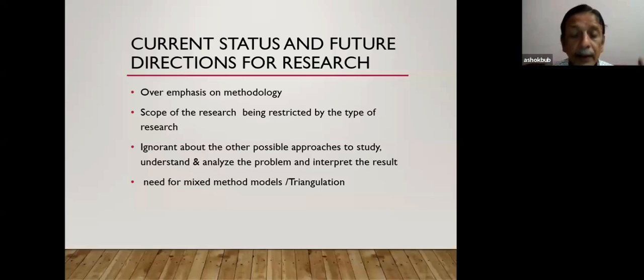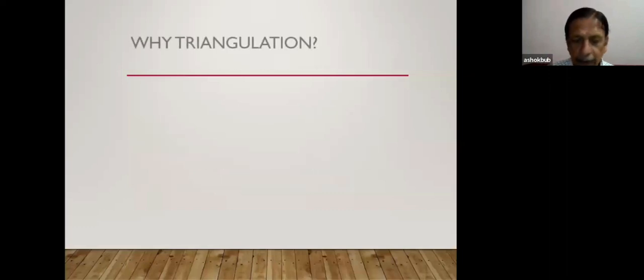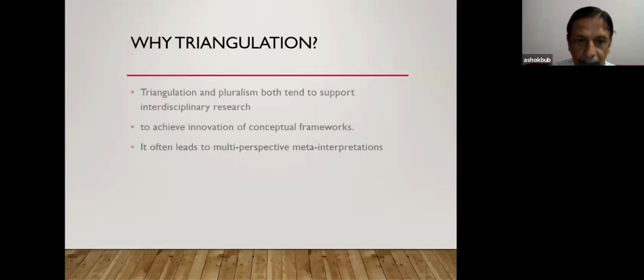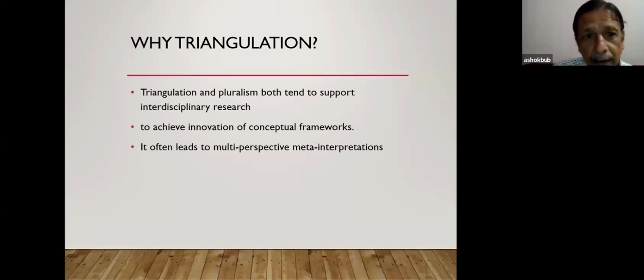Now, this is one reason why there is a need for mixed method models, or in other words, what is also called triangulation. Now, what is triangulation? Why triangulation? And then we will go into different types of triangulation. Now, why triangulation? Triangulation or pluralism both tend to support an interdisciplinary approach. Just now, as I said, many of our social phenomena are influenced or determined by several disciplinary factors, rather than only one.